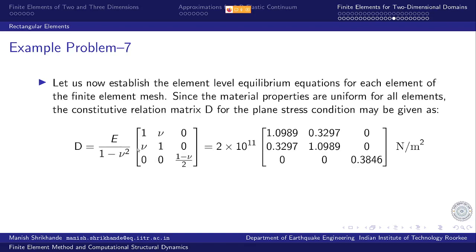So for the plane stress problem, this is the constitutive matrix that we can have, and we can evaluate it using the given values for the material that is being used, that is the steel bracket. So Young's modulus of steel and Poisson's ratio of steel, and we can evaluate this constitutive matrix for plane stress condition as having these values.